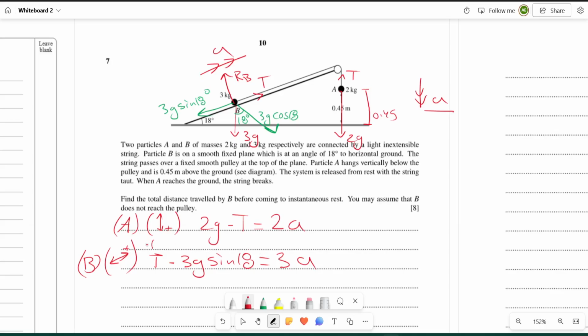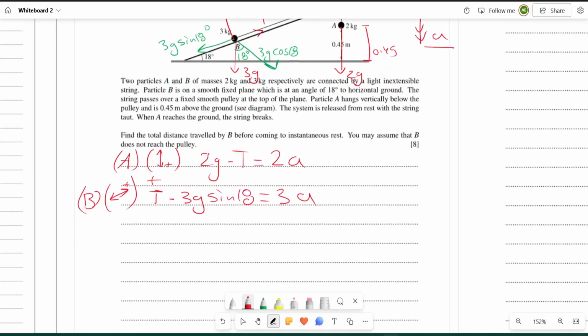So now if I add these two together, I can cancel out the T's. Adding this is going to be 2G minus 3G sine 18, and the minus T plus T is going to cancel, equals 2 plus 3 is 5A. So to get A, divide both sides by 5. You put this in your calculator: 2 times, this is Cambridge, so G is 10, minus 3 times 10 sine 18, over 5. That's going to give me an acceleration value of 2.14 meters per second squared.